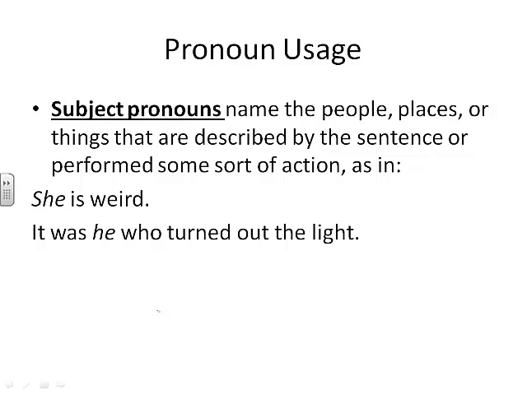Subject pronouns name the people, places, and things that are described in the sentence. Those are the people who perform the action. "She is weird." She is. In the sentence "It was he who turned out the light," turned out is the action. Who did the action? He did the action. So he is the subject pronoun. Turned out is the predicate.